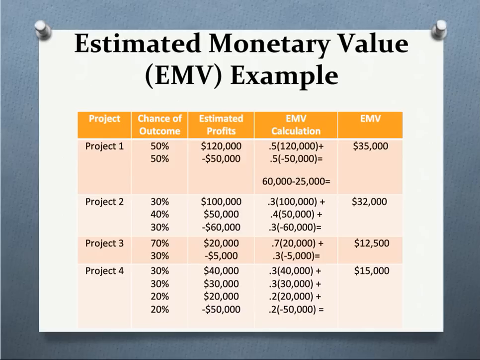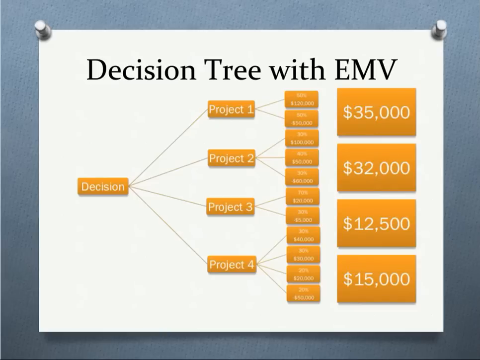This table has all the components of a decision tree. The layout is just different. This is a typical representation of a decision tree.